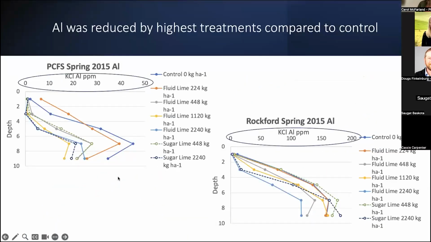So just to show you, the aluminum was also reduced by the highest treatments of lime with the stratified conditions. The difference in the x-axes in these conditions is something I think worth noting. So again, this was in the spring 2015, after 2 winter seasons of the lime being in the field.